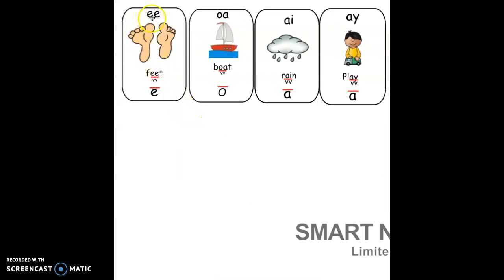Vowel teams. EE, feet, E. Position, in the middle of the word. OA, boat, O. Position, in the middle of the word. AI, rain, A. Position, in the middle of the word. AY, play, A. Position, at the end of the word.